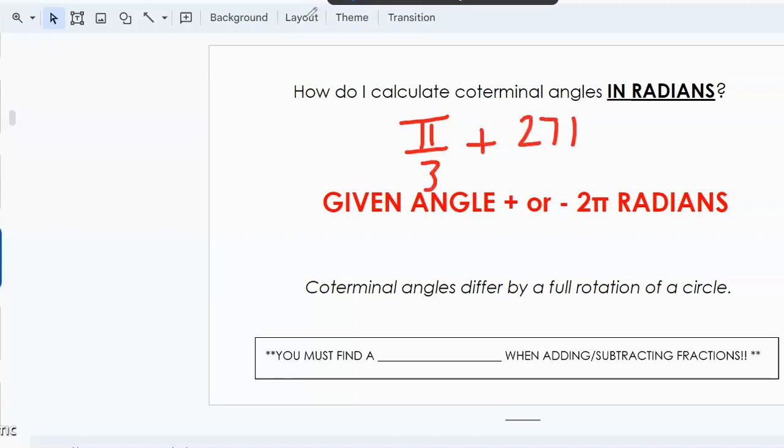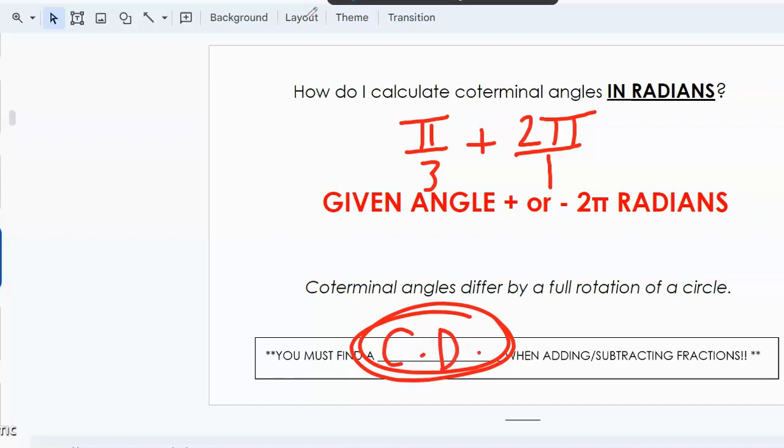And then I might want to add 2 pi. Now you might be looking at this and going, well, wait a second. I've got a fraction and I've got a whole number. How do I add fractions and whole numbers? Well, hopefully you're telling yourself, all right, I've got to turn that second one into a fraction. And then you have to have a what when you add or subtract? You have to have a common denominator. So make sure you have a common denominator.